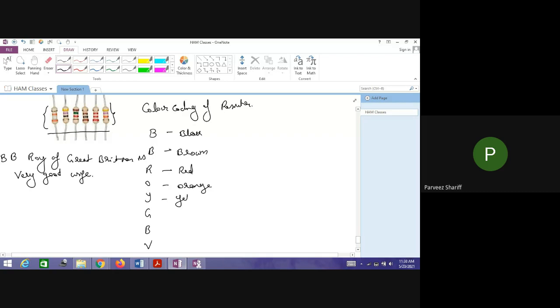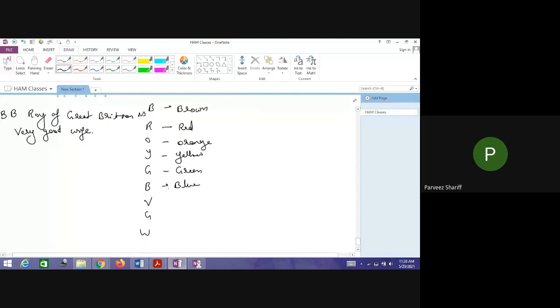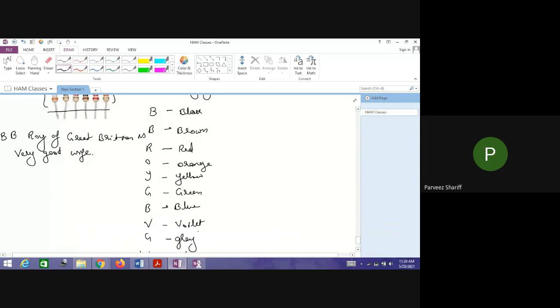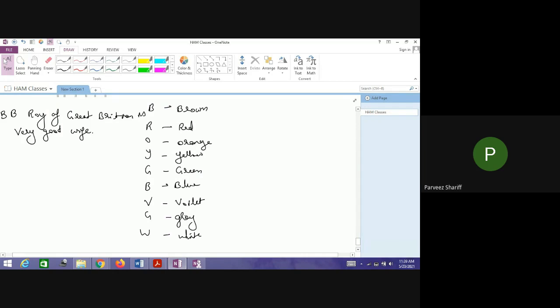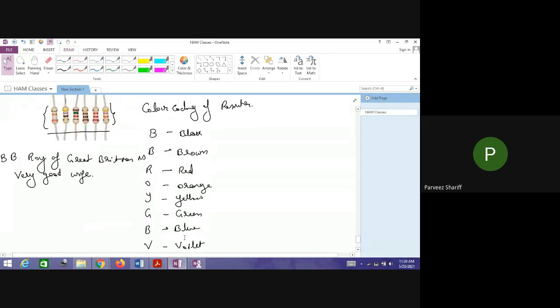Next, orange, yellow, green, blue, then violet, then gray, then white. We have to remember these colors: black, brown, red, orange, yellow, green, blue, violet, gray, white. They cannot be remembered out of sequence; you cannot remember orange first, then yellow, as it will be a problem. That is why I have written this statement here: BB Roy of Great Britain is very good wife.